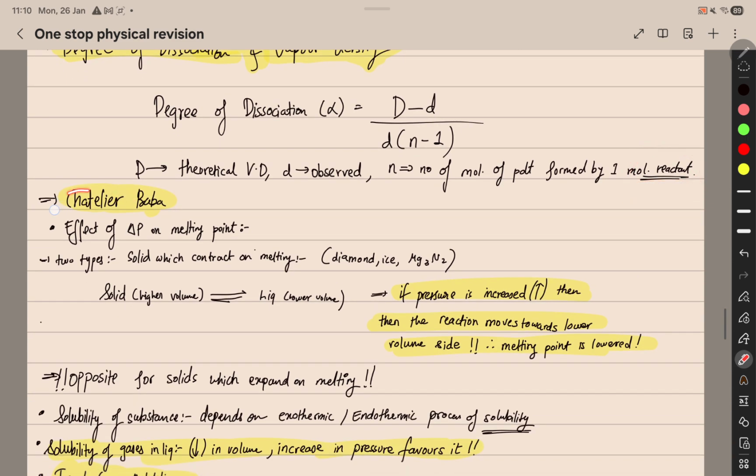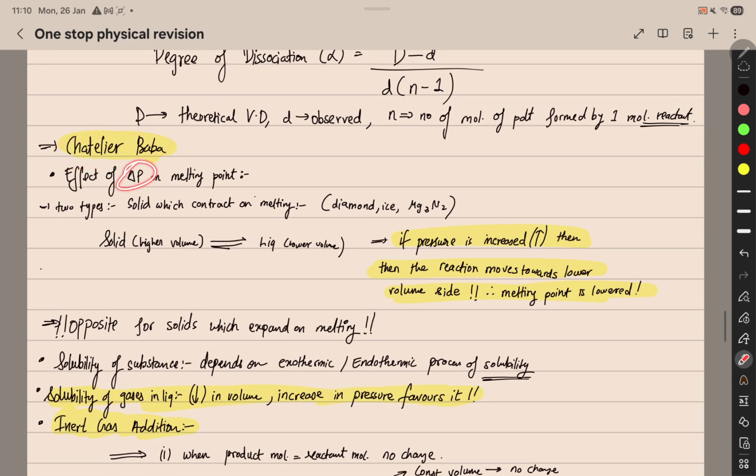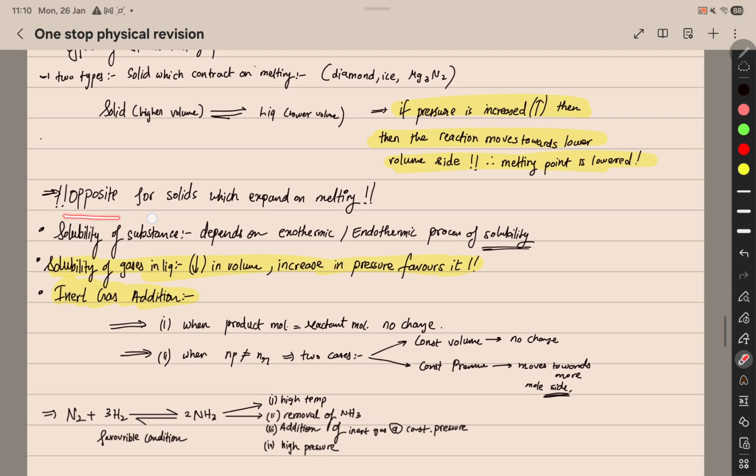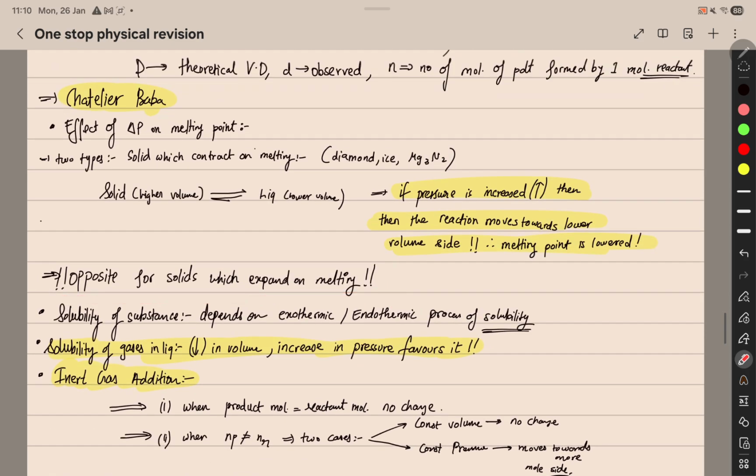Okay, Le Chatelier principle. We have the effect of change in pressure on melting point. First, there are two cases over here: solids which contract on melting, such as diamond, ice, magnesium nitride. A solid with higher volume becomes a liquid of lower volume. If pressure is increased, then the reaction moves towards the lower volume side. Melting point is lowered. Okay, opposite for solids which expand on melting. Basically, if pressure is increased, then volume has to decrease. So where is volume lesser? In the liquid phase, so the equilibrium will move to the right side.